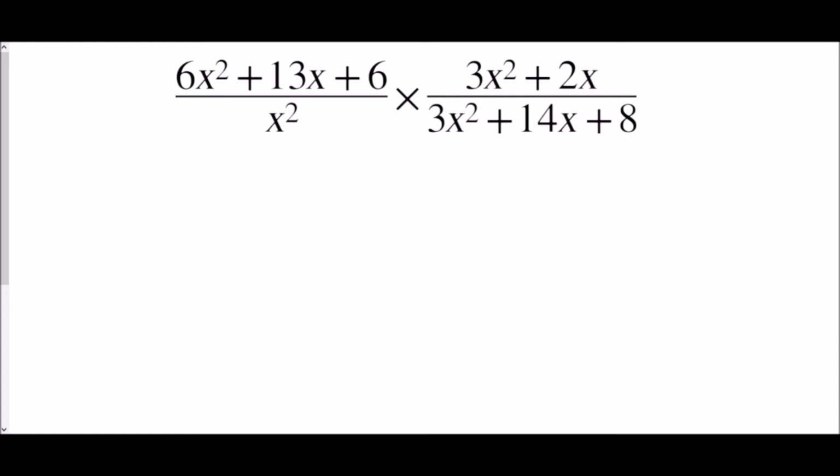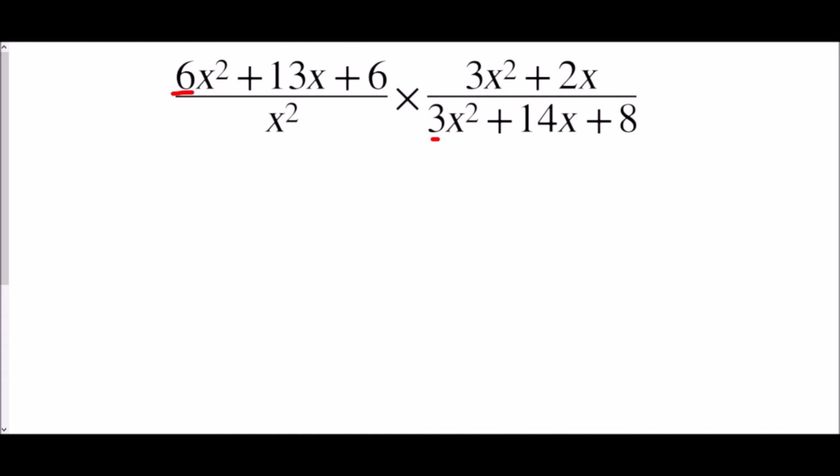Okay, and so the last set of examples, these are just the situation where the values within the question have been made that little bit more complicated by the fact that we have a coefficient of x squared. And so this is just taking it up one stage further, so that we have to recognise, in order to factorise it, that we need to do a little bit more work. So in this case, I've got 6x squared plus 13x plus 6 all over x squared being multiplied by 3x squared plus 2x over 3x squared plus 14x plus 8.